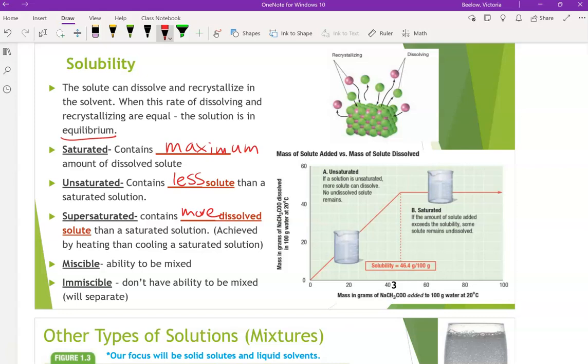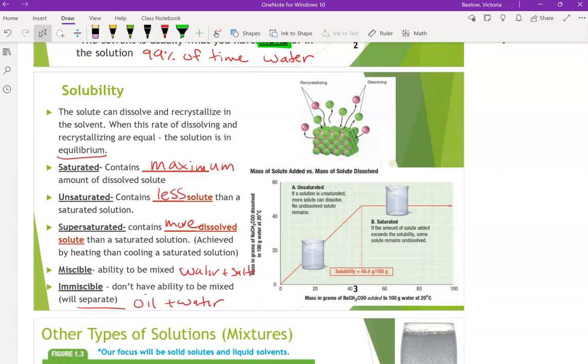And then some other terms to be familiar with are miscible and immiscible. So miscible means it can be mixed together, like salt and water. Immiscible means doesn't have the ability to mix, will separate. So an example would be oil and water, versus miscible would be like water and salt. Okay.